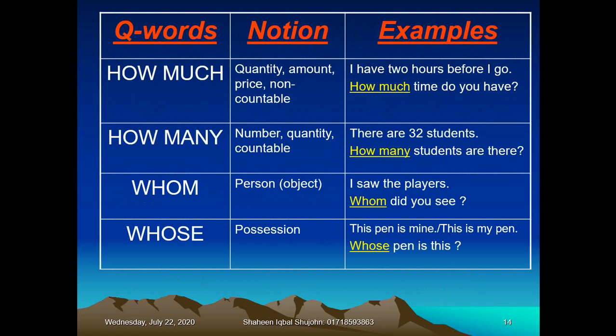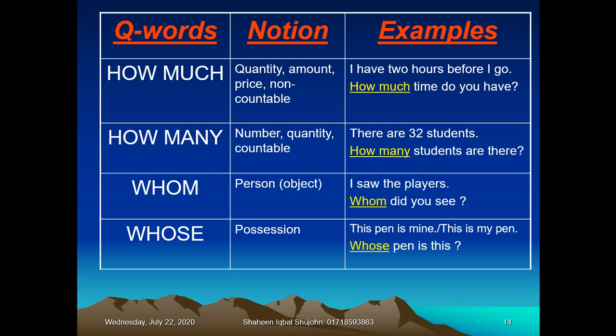How much is used instead of a quantity, an amount, or price. Example: I have 2 hours before I go. Two hours. How much time do you have? How many is used instead of a number or quantity, countable. There are 32 students. Then instead of 32, how many is used. How many students are there?